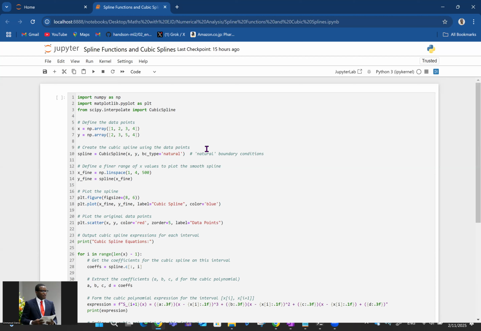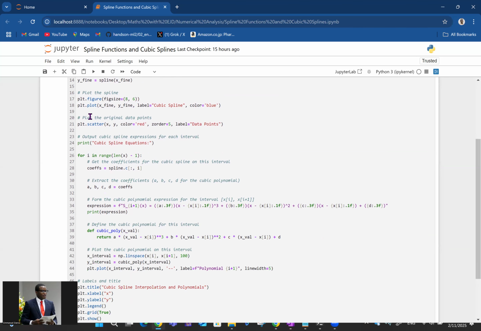So we create the cubic spline using the data points, that's in line 10. We say CubicSpline(X, Y, bc_type='natural'), because we're talking about a natural cubic spline. Since we have 4 data points, we are moving from 1 to 4 using 500 divisions to make it very fine. This 500 is just the number of divisions into which you are separating the beginning and the end, 1 to 4. Then Y gives us the spline for the X that we have declared.